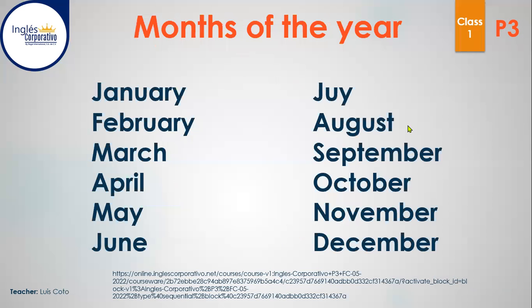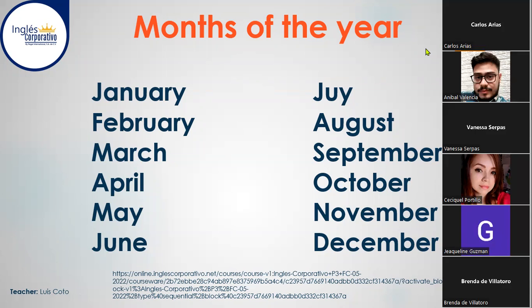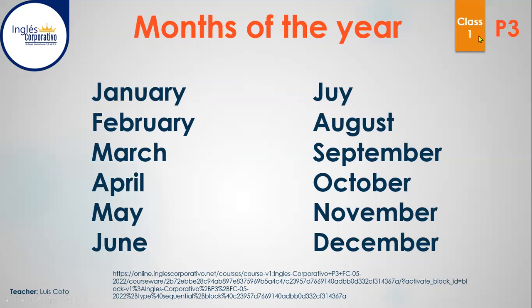Principiante 3, welcome. What is the first part? Let's repeat months. Months of the year. Let's begin. How many months do we have in the year? How many? Five? Twelve. They are 12. Correct.